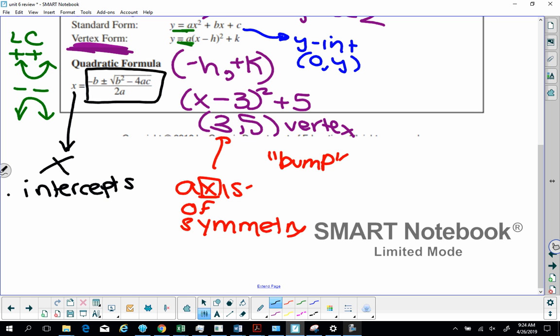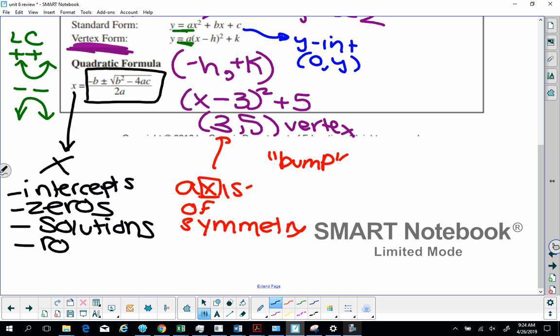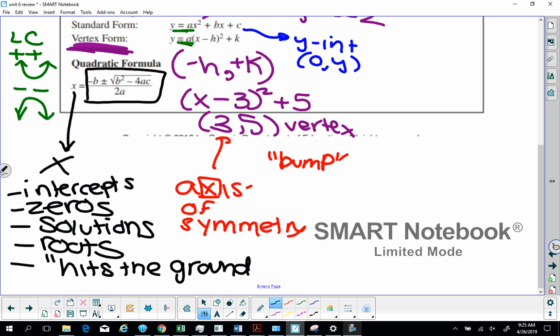What are other words for x-intercepts? Zeros. Give me another one. Solutions. Give me another one. From the R. Not rate of change. That's slow. Something that's in the ground of a tree. Roots. Also, when we're talking about word problems, it's when something hits the ground or lands. I know they're talking about my x-intercepts. Hits the ground, not ground.